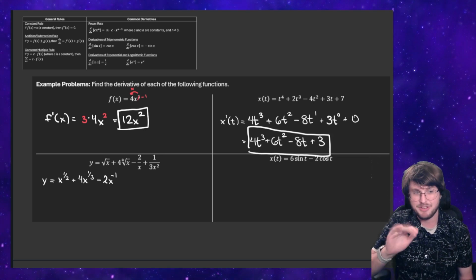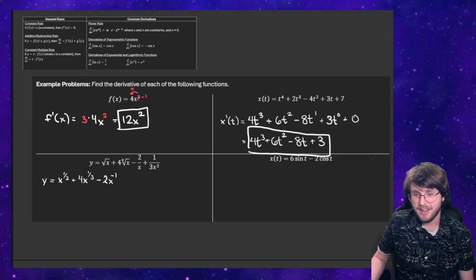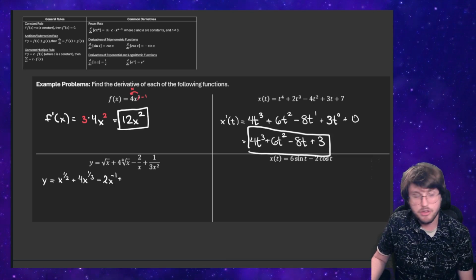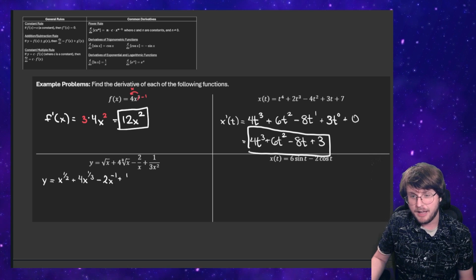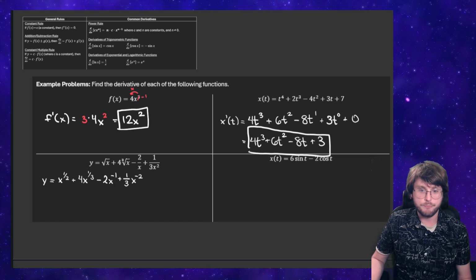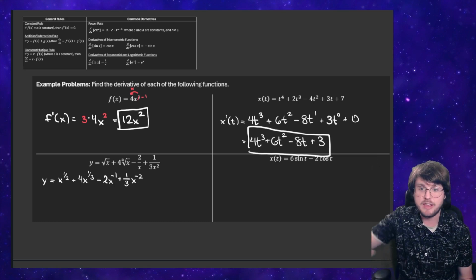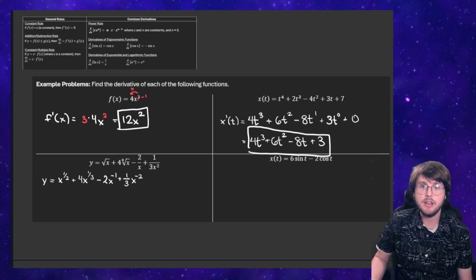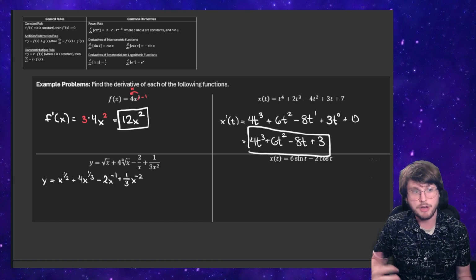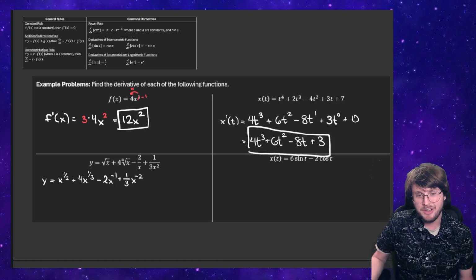Or sorry, 2 times x to the power of -1. And then lastly, plus 1 over 3x squared. I'm going to rewrite that as 1/3 times x to the power of -2, just so everything is in the exact same format that we need to, again, apply this power rule up here, our handy dandy tool.